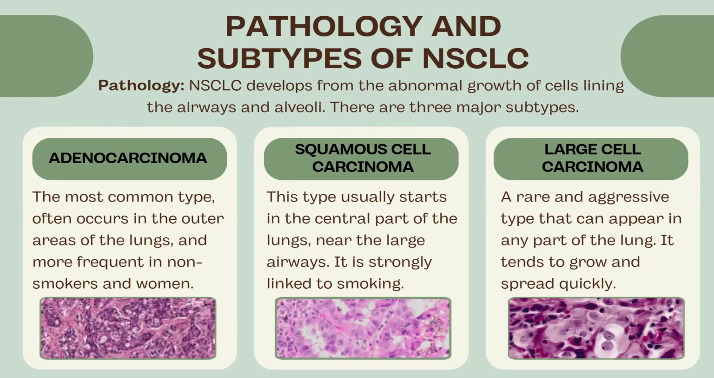Squamous cell carcinoma usually starts in the central part of the lungs, so it's strongly linked to smoking. Just because when you smoke, all those tobacco carcinogens directly contact that airway over time. They're the first line of defense, right? So that's why squamous cell carcinoma is heavily linked to smoking. And then large cell carcinoma, it's a rare and aggressive type that can appear really in any part of the lung. So it is considered a very aggressive subtype.